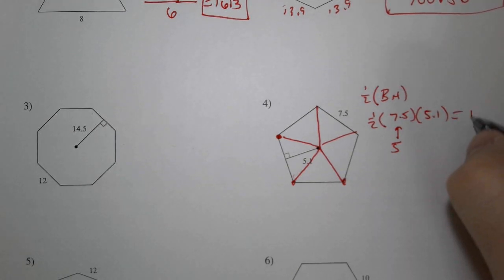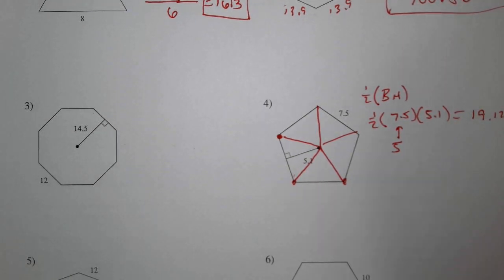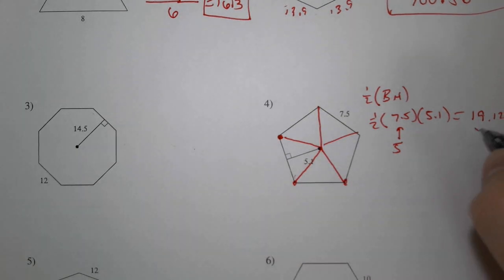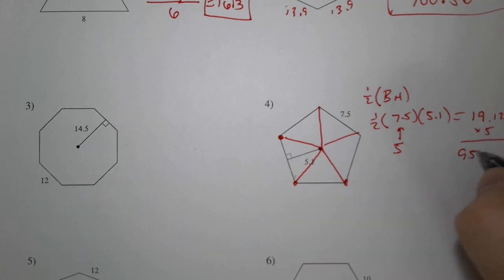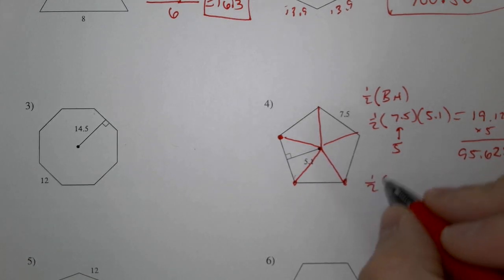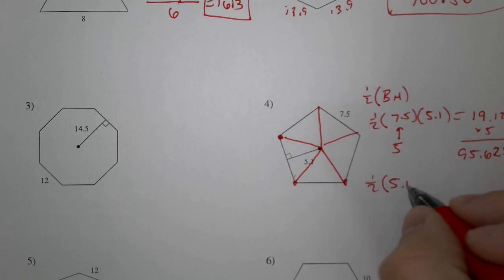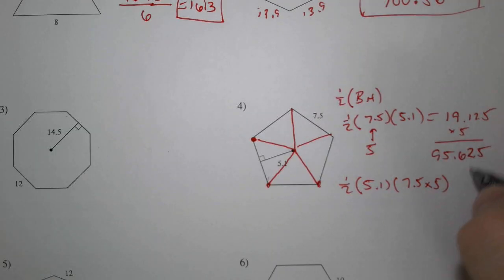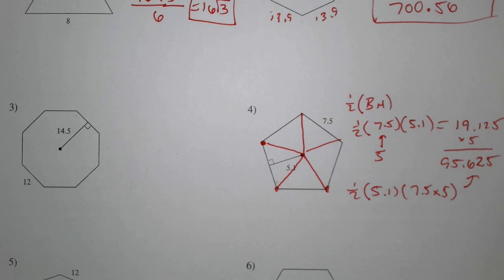We have 19.125 for one triangle, and we have 5 of them, so I multiply by 5, and if I multiply this by 5, I get 95.625. And if I had done 1/2 the apothem times the perimeter, it would have been 7.5 times 5 anyways. Those are the same steps to get the exact same answer. So both formulas work.